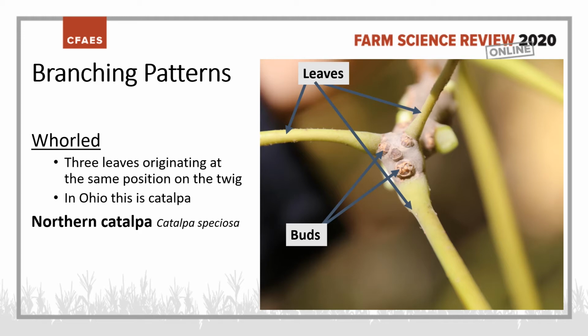No matter where, you may lose a couple of these. You can see here that this one actually looks pretty darn healthy. This one's a little weakling compared to maybe the other 2 in the size that they're growing. But 3 buds will be there as well. And so whorled in Ohio, tree-wise, is typically catalpa. Whether it's northern or southern, there are some other things that we'd have to look for, but for the whorled aspect itself, it's one of the catalpas.